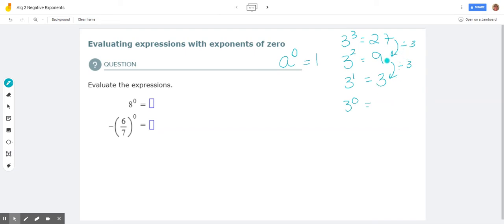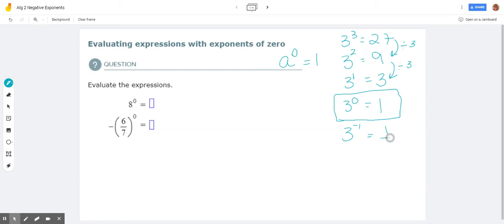Well, look at 27 divided by 3 is 9. 9 divided by 3 is 3. What's 3 divided by 3? 1. And there's where you get the definition of 0. Okay, then we're going to pop on to the next page. What would this one be?